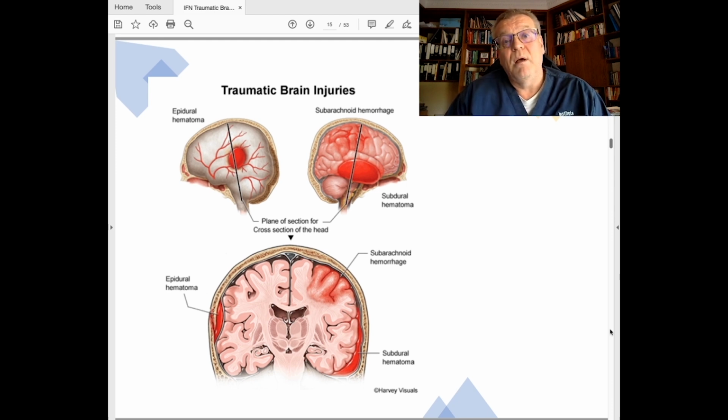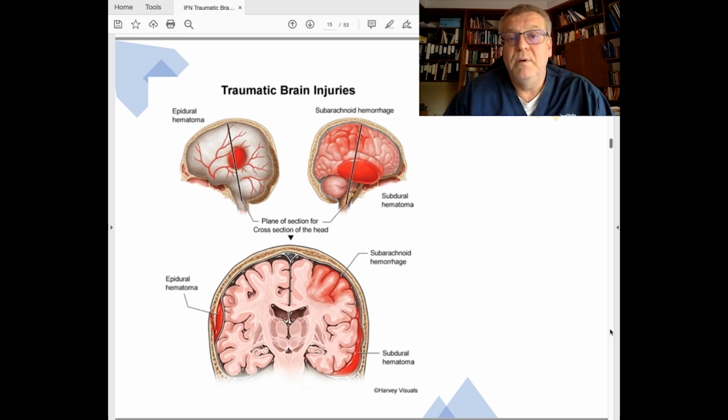If it is underneath the dural tissues, against the brain, underneath the dura but against the brain, we call it a subdural hematoma. And if it is actually in the brain tissue itself, where we have this leakage of blood or the forming of clots, we call it a subarachnoid hemorrhage.